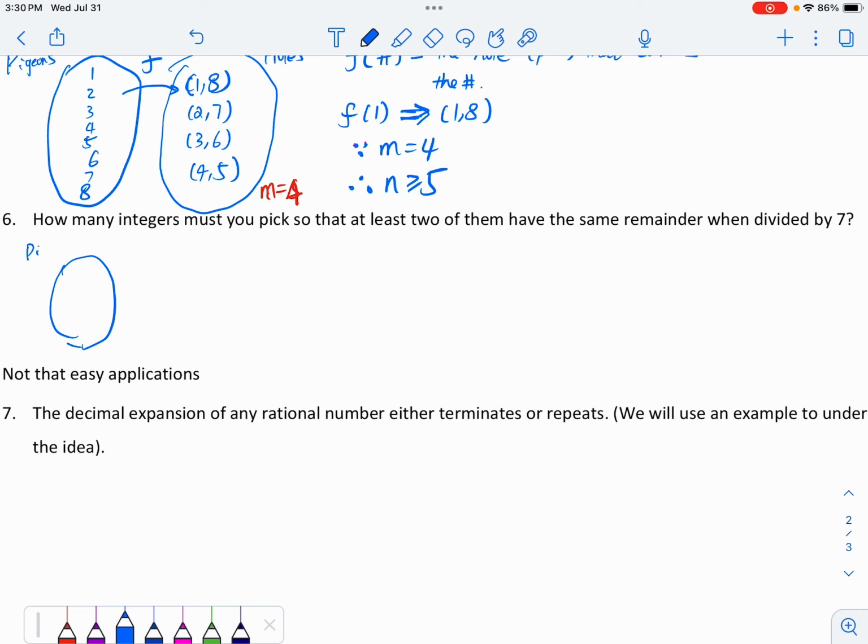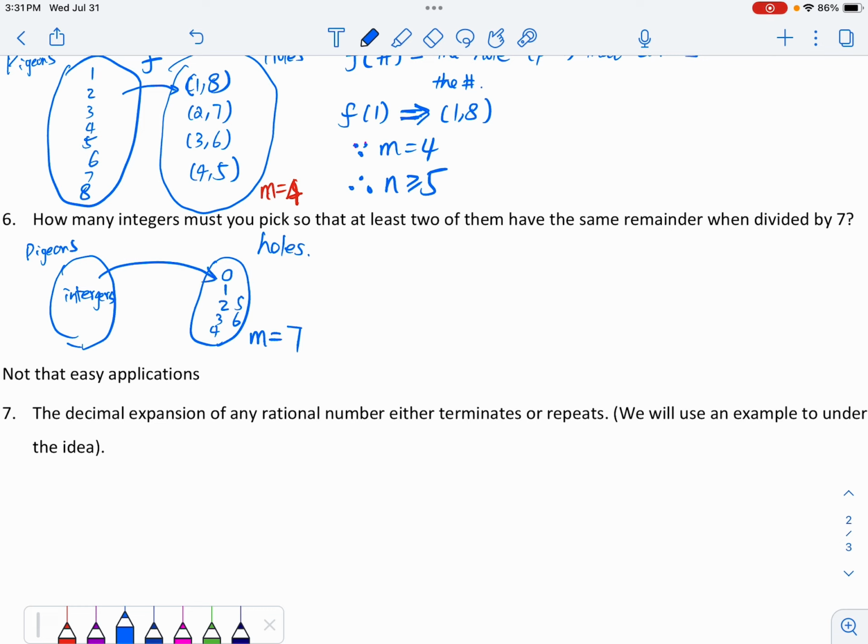So the pigeons are all the integers that you're going to choose. And what are the holes? Because we're dividing by 7, if you look at the remainder, there are 0, 1, 2, 3, 4, 5, 6. Those are the possible remainders when you divide by 7. So those are the holes. In other words, m is equal to 7.